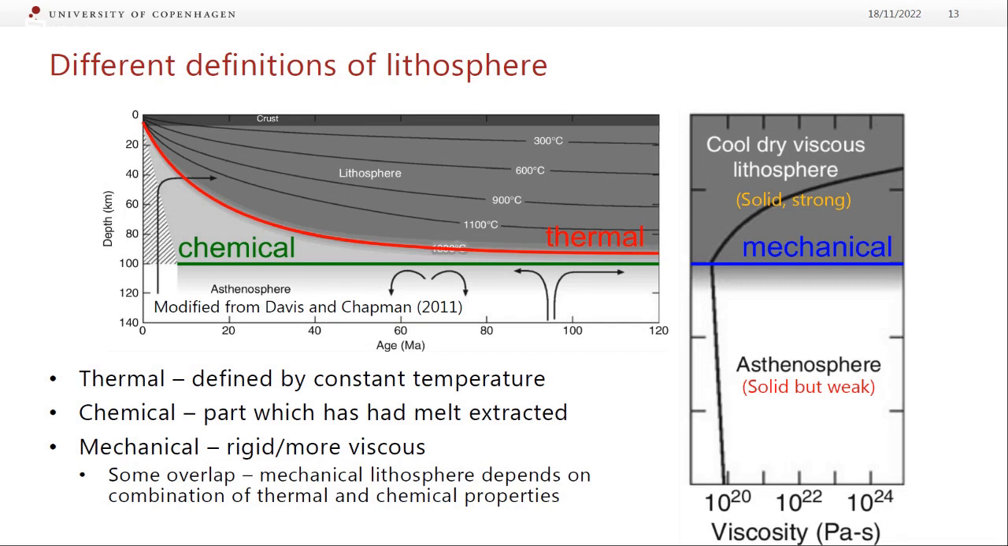So I wouldn't worry too much about these different definitions, but in general, people when they draw mid-ocean ridges are always talking about thermal lithosphere. And that's just down to the fact that when it's really hot, it's going to behave very weak. When it's cool, it's going to behave more rigid.